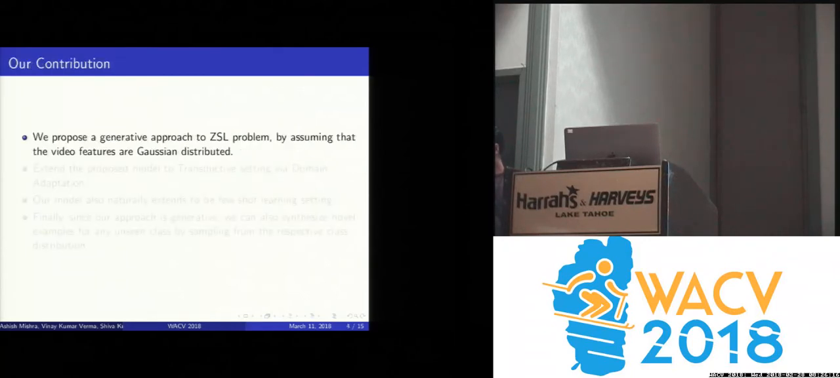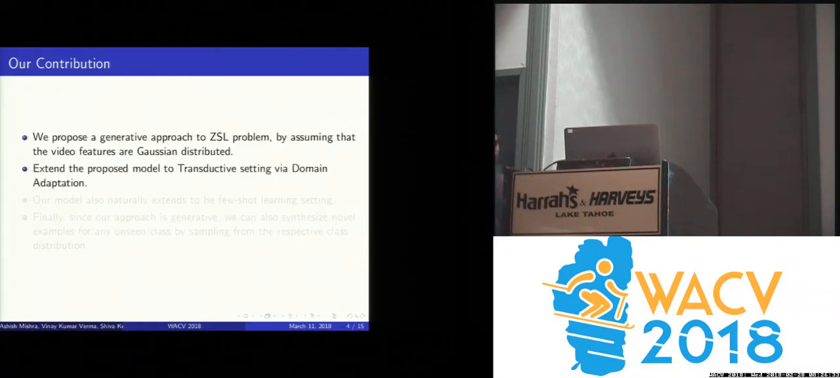Our contribution is as follows. By assuming that the video features are Gaussian distributed, we propose a generative approach to the zero-shot learning problem. There is nothing sacrosanct about the Gaussian distribution, and our model works for other distributions also.